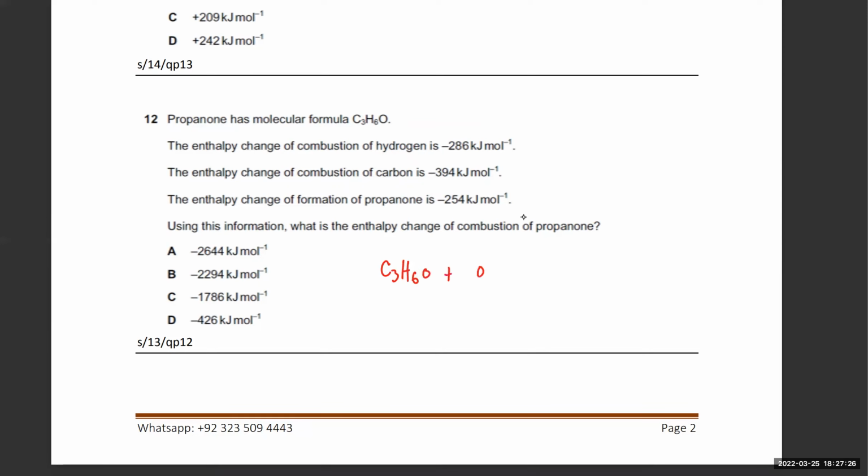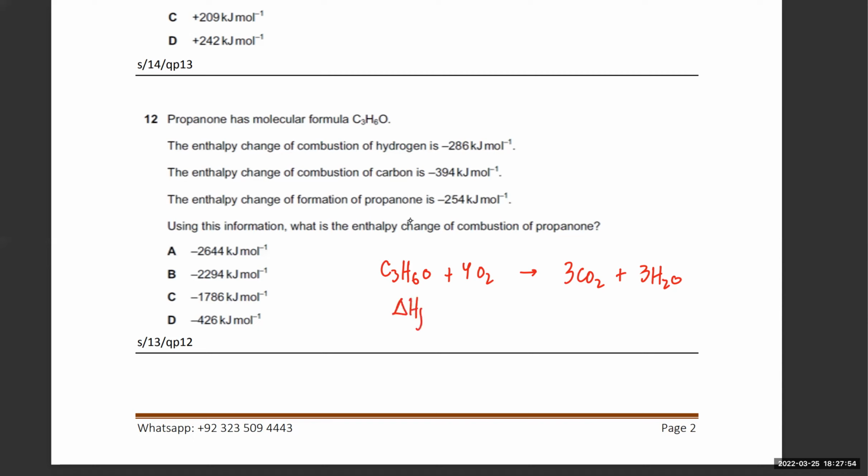The combustion equation would be like this. It's going to be 3 CO2s and 3 H2Os, right? Or any amount of oxygen, so that's 3 times 2 is 6, plus 3 is 9, so that's 4 O2s, right? Plus 1 oxygen. Anyways, now they've given us the combustion of hydrogen, they've given us the combustion of carbon, and they've given us the formation of propanone.